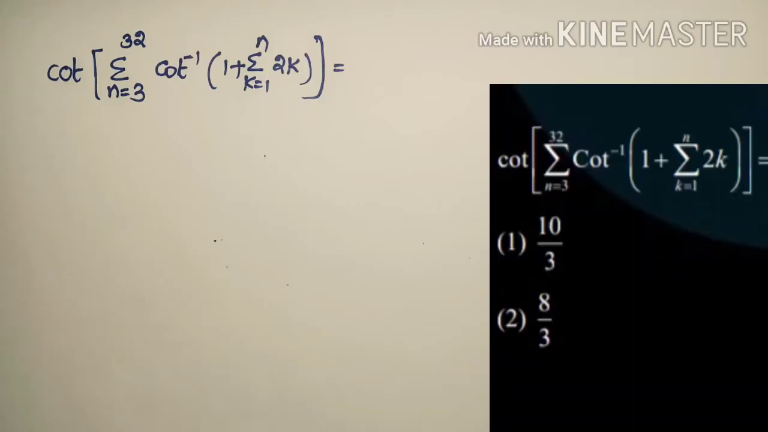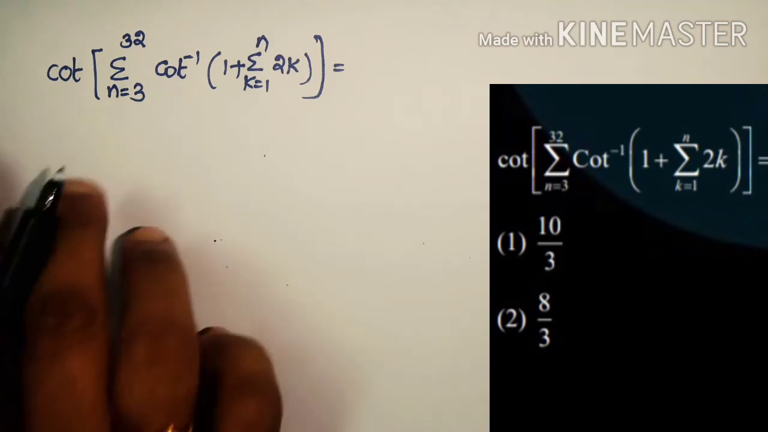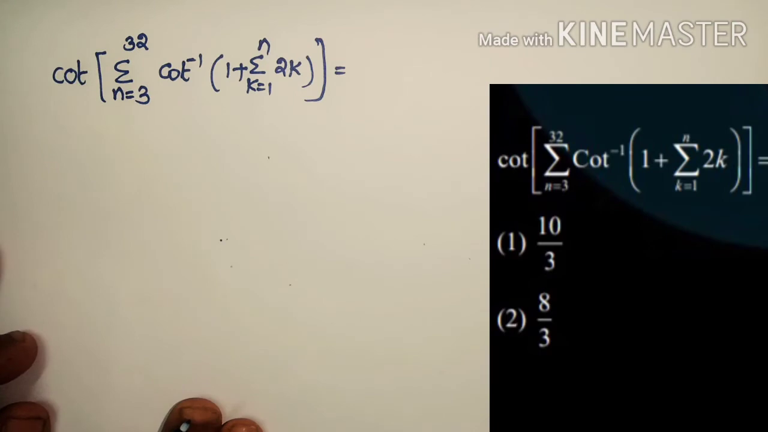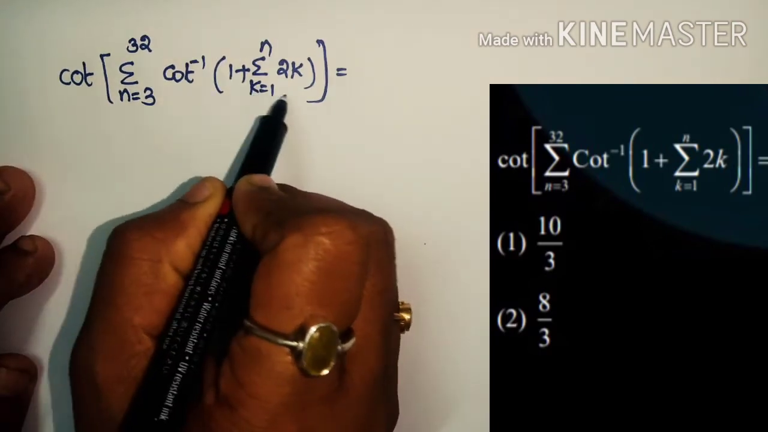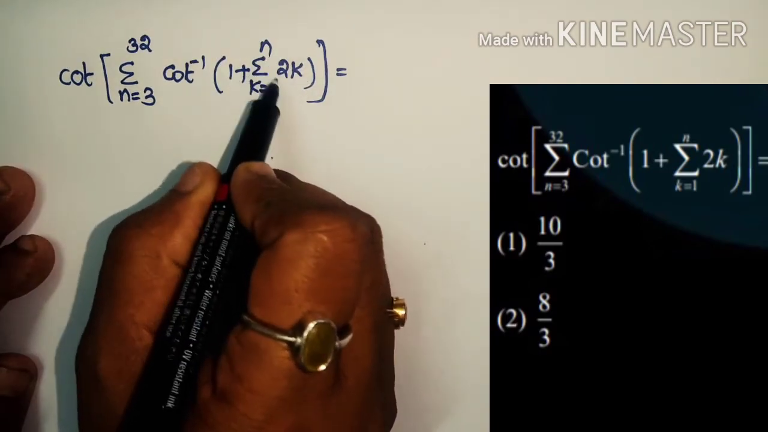Next problem: cot of sigma n equal to 3 to 32 of cot inverse of 1 plus sigma k equal to 1 to n of 2k. So we want to find this value. Options are 10 by 3, 8 by 3, 14 by 3, 16 by 3. So first we are expanding this step. Sigma k equal to 1 to n of 2k.